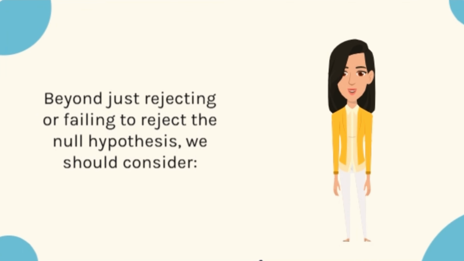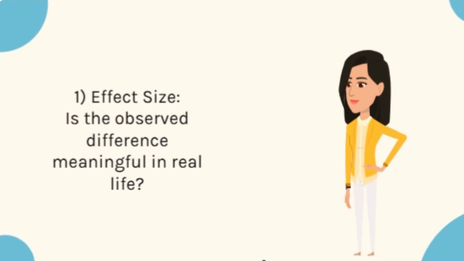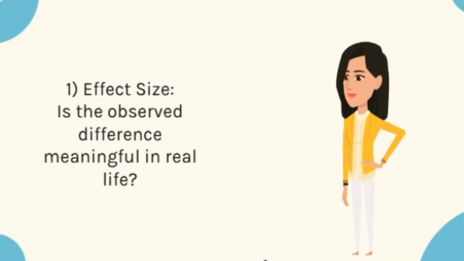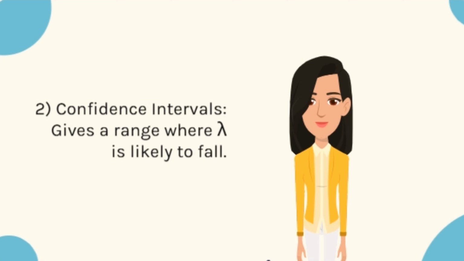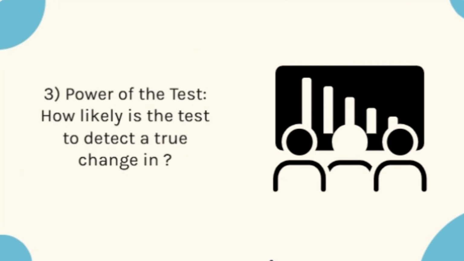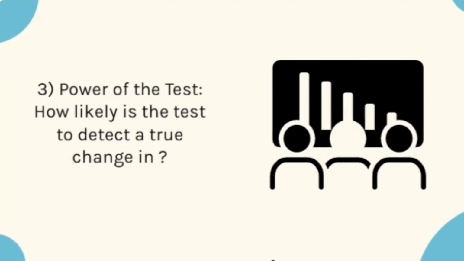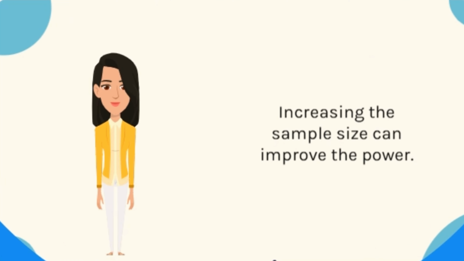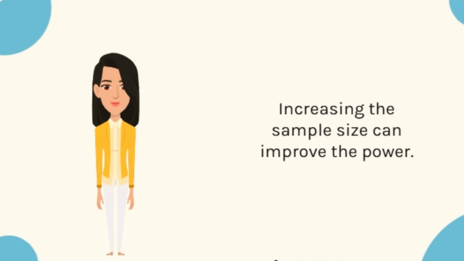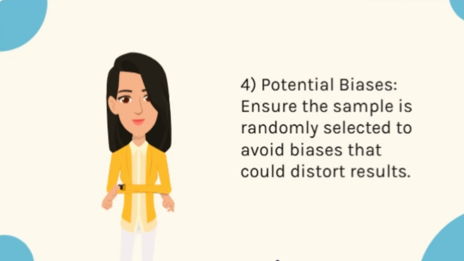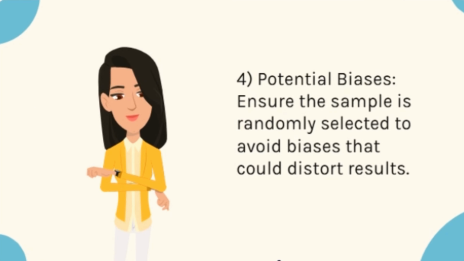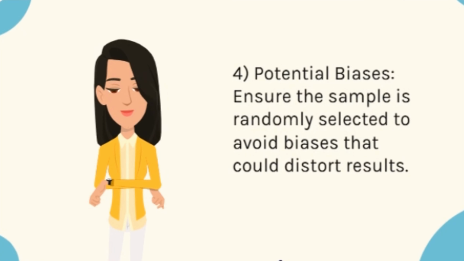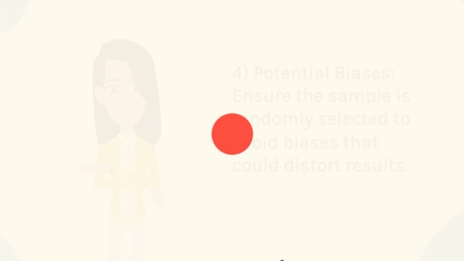Beyond just rejecting or failing to reject the null hypothesis, we should consider effect size. Is the observed difference meaningful in real life? Confidence intervals give a range where lambda is likely to fall. Power of the test: how likely is the test to detect a true change in lambda? Increasing the sample size can improve the power. Potential biases: ensure the sample is randomly selected to avoid biases that could distort results.